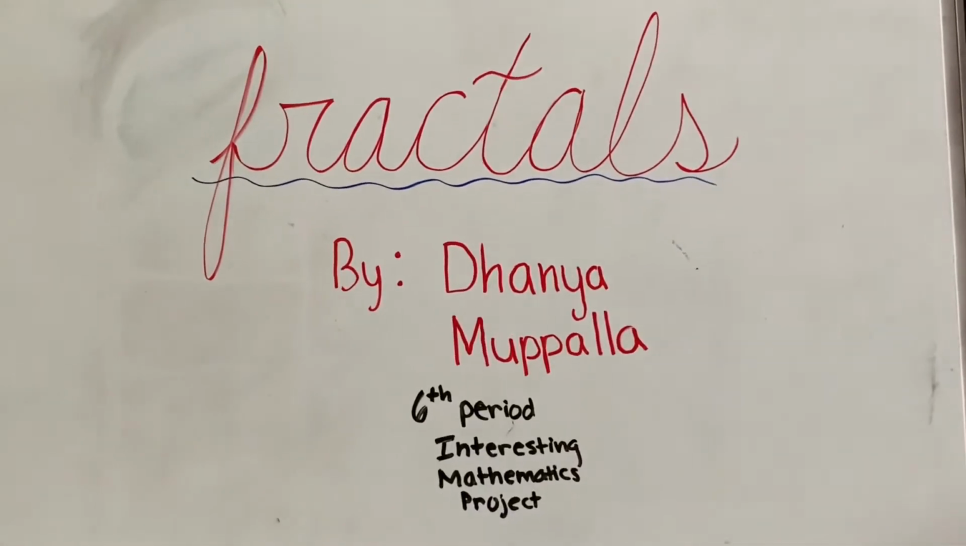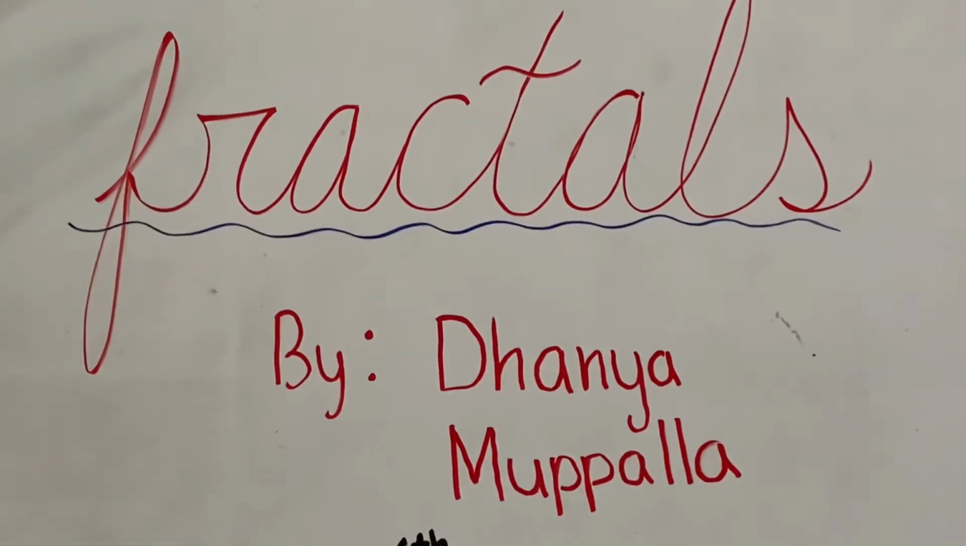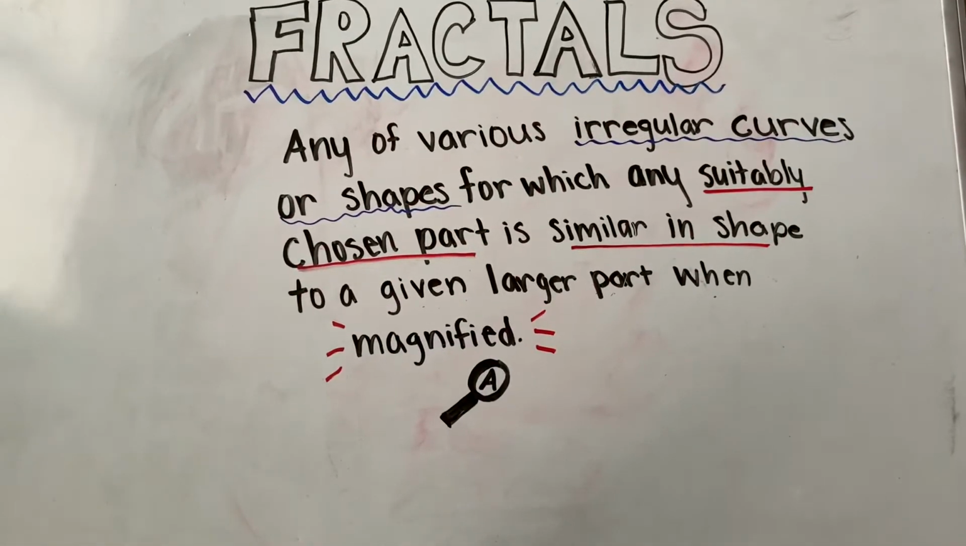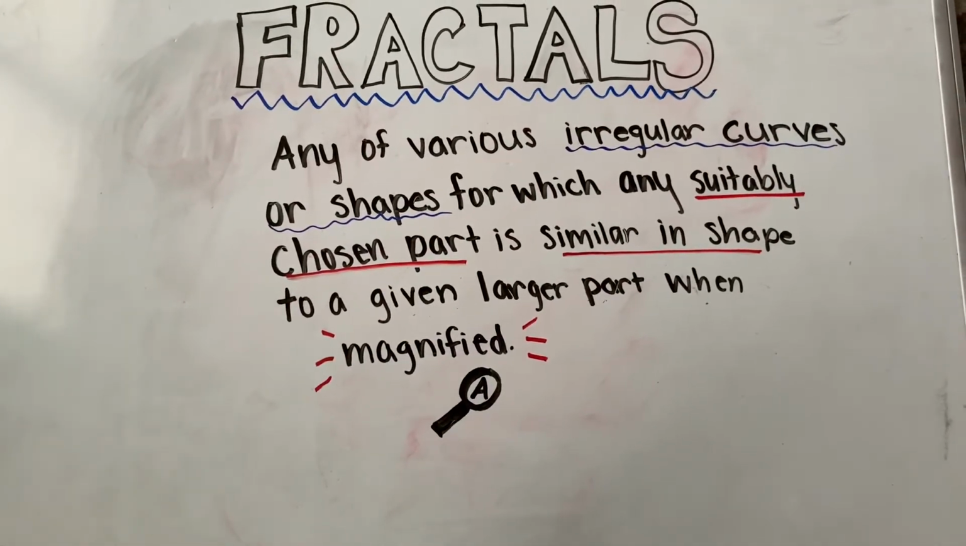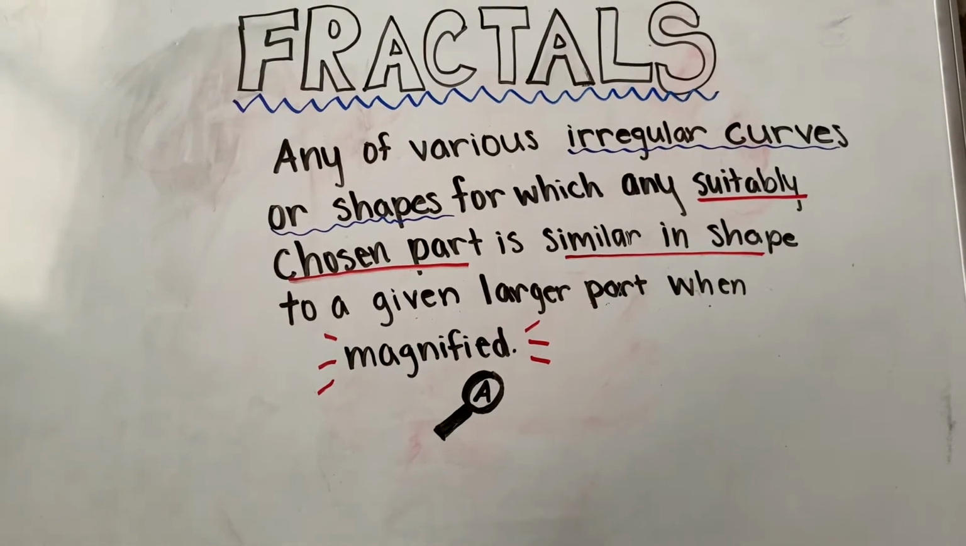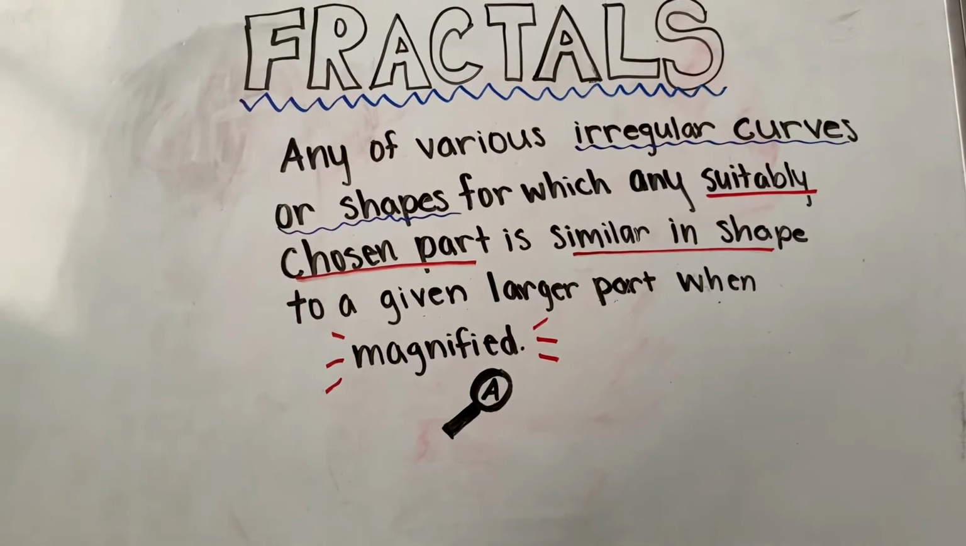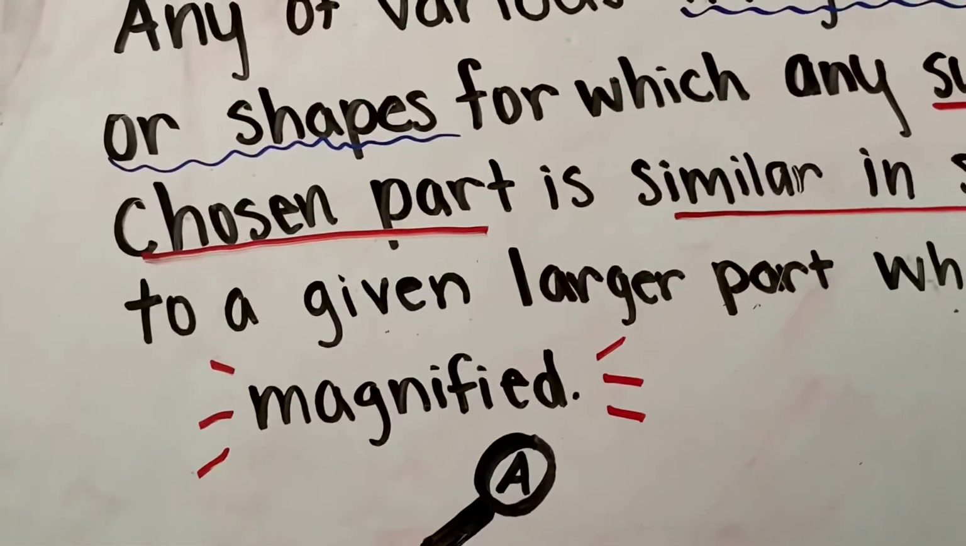My interesting mathematics project is about fractals. So a fractal is any of various irregular curves or shapes for which any suitably chosen part is similar in shape to a given larger part when magnified.